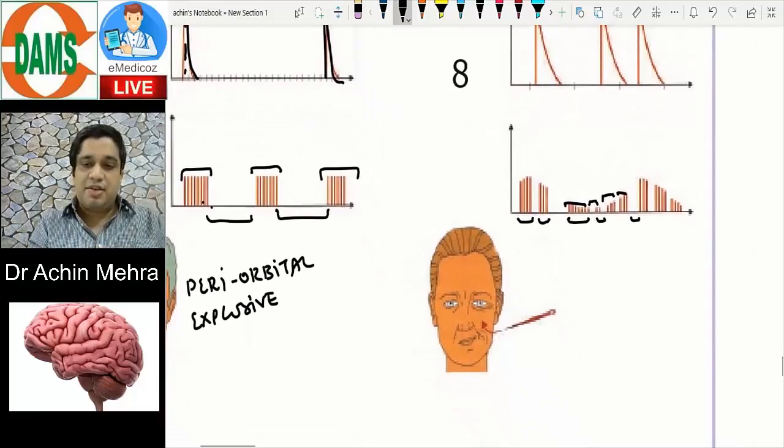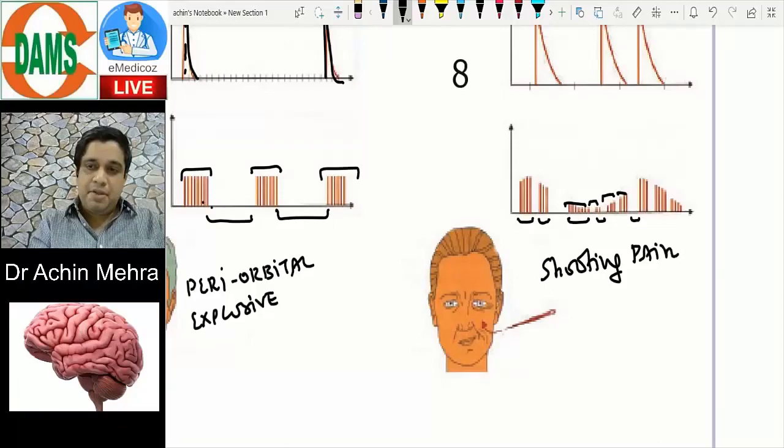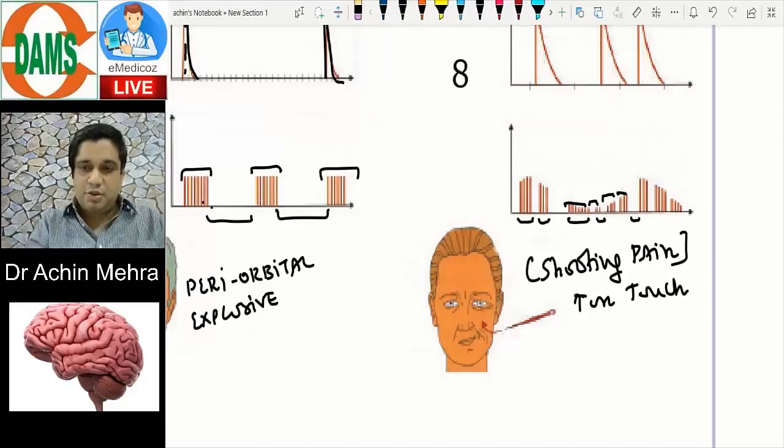And shown with this arrow, yes, the pain was very typical in the maxillary region like this. A typical shooting pain, which increases on touch or maybe a cold stimulus, and it was again recurrent. It is nothing but a typical pain of what? Trigeminal neuralgia.